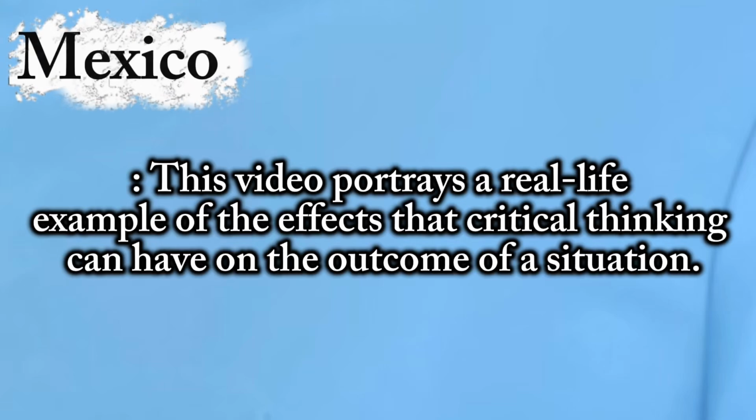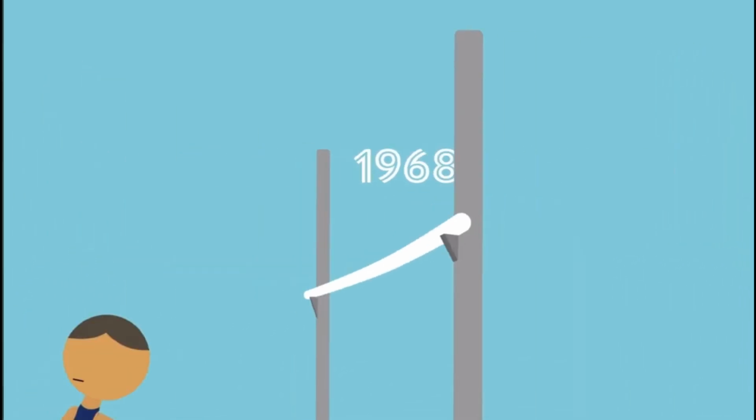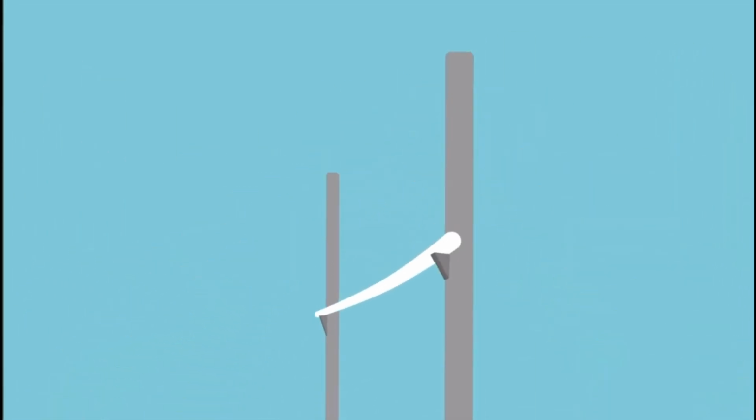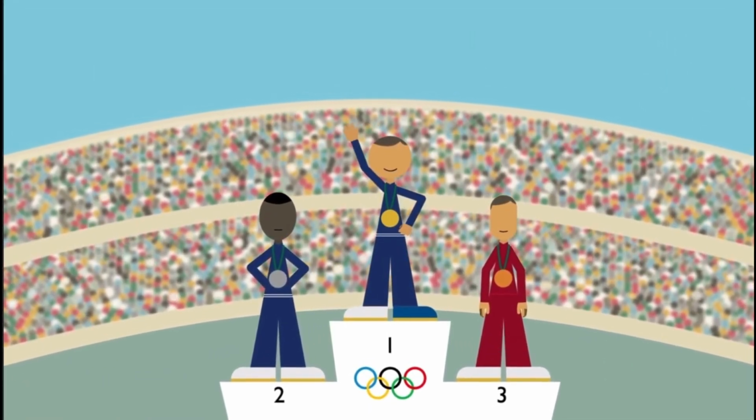Well, then I had an idea. It occurred to me that if we were ever going to solve the sandbox problem, we would only be able to do so if we relied on how the human brain evolved. The year is 1968. We're at the Olympic Games in Mexico City. Dick Fosbury has just made a record-breaking high jump, winning the gold medal and completely changing how future athletes approach the high jump. But let's rewind and see how critical thinking played a part in getting Fosbury here.